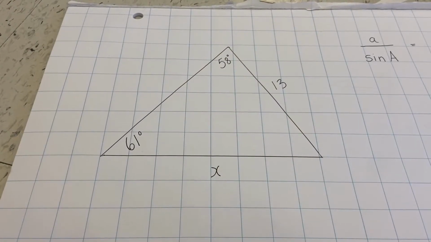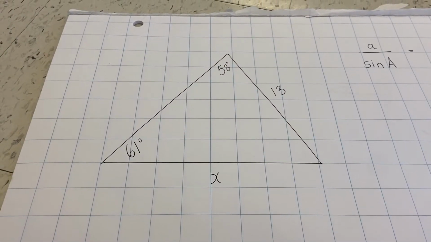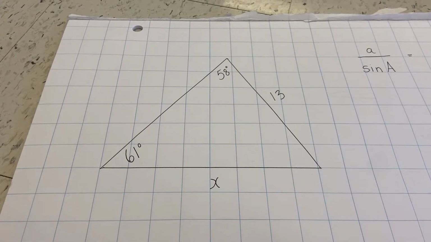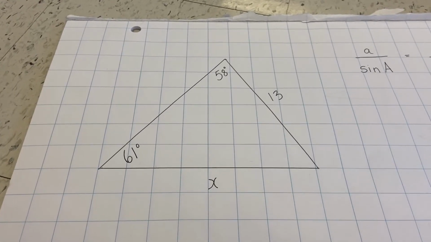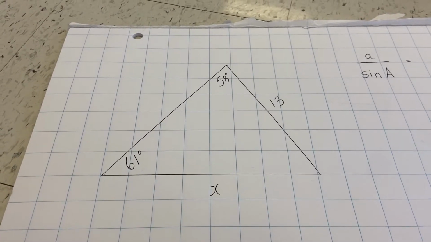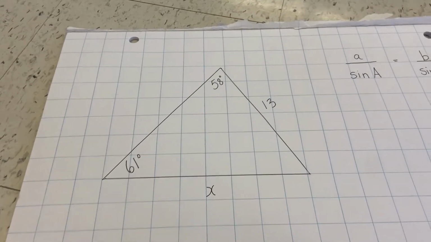Today we're going to look at a triangle that does not have a 90 degree angle, and we're going to learn a new rule that will help us solve problems like this. So here I have a triangle. There's not a 90 degree angle in this triangle. I've got a 58 degree angle, I've got a 61 degree angle, but I don't have a right angle. I don't have a 90. I can double check, make sure.